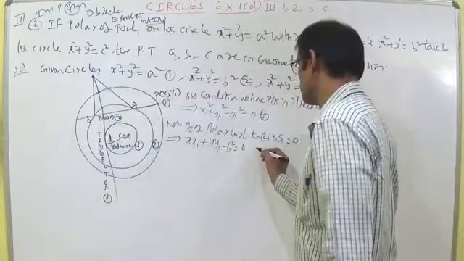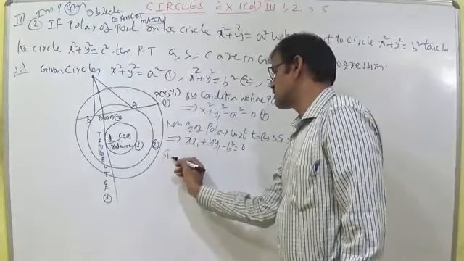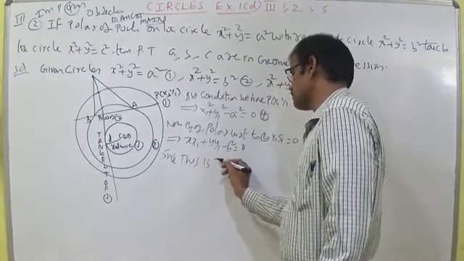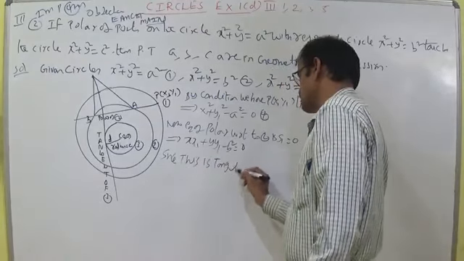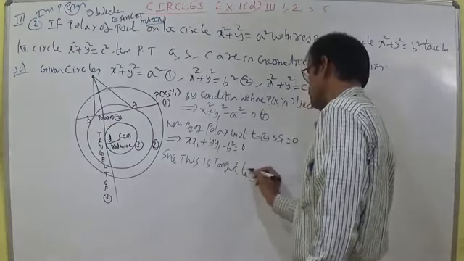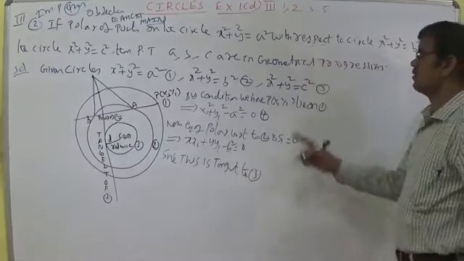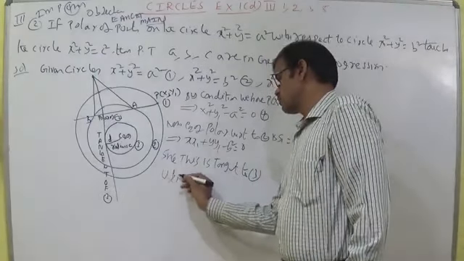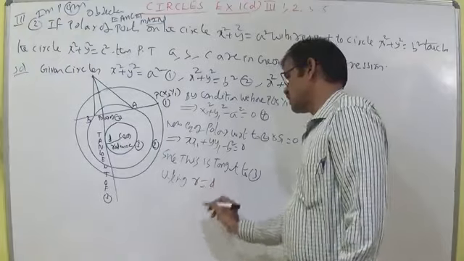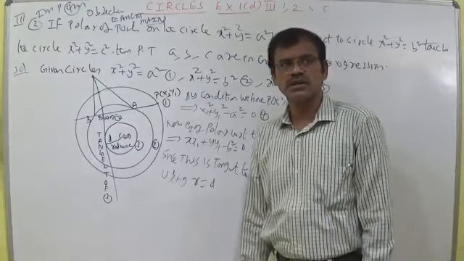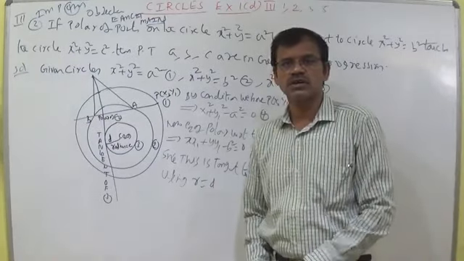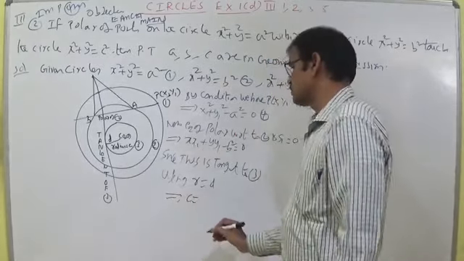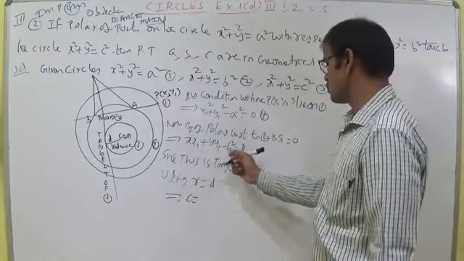Since this polar is a tangent to the third circle, whenever it is tangent, use r is equal to d. So what is r? Radius of the circle. And what is d? Perpendicular distance from the center to the line. That implies here c is equal to the perpendicular distance from (0, 0) to this line.